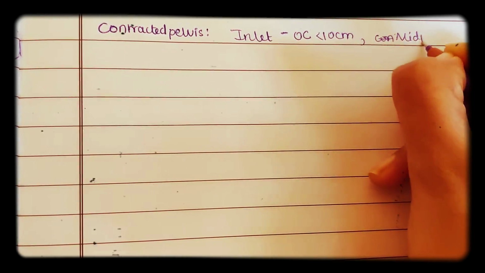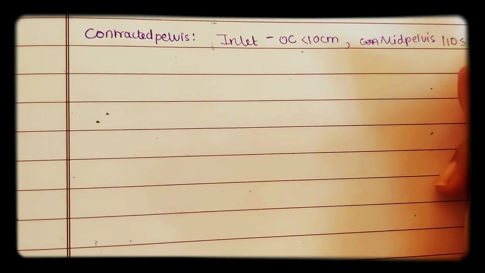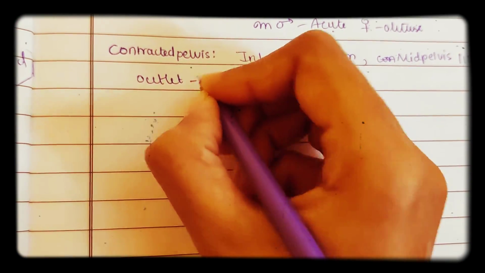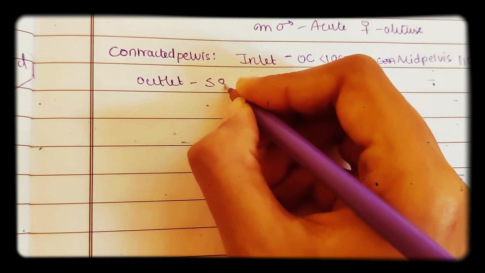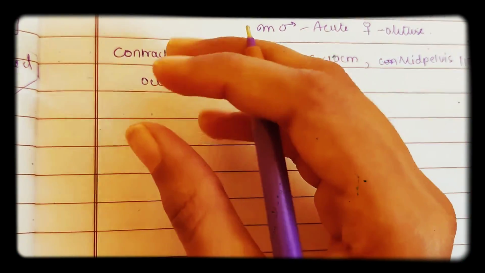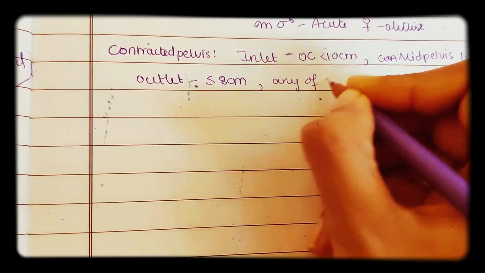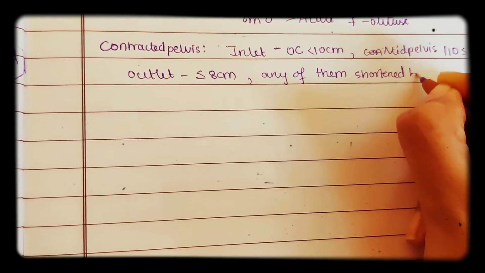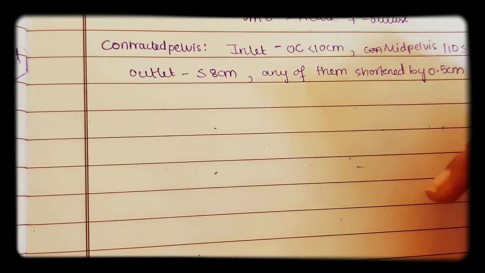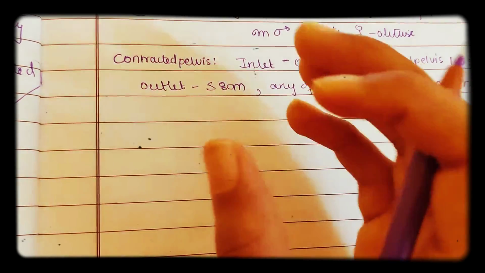mid pelvis, if the interischial diameter is less than 8 centimeters, or in the case of outlet, that is the bituberous diameter, between the ischial tuberosities, if it is less than or equal to 8 centimeters. Okay, so if any of these essential diameters of the pelvis is shortened by 0.5 centimeters, then you will say it is a contracted pelvis. So the pelvis is said to be contracted if it matches any of the above mentioned criteria.